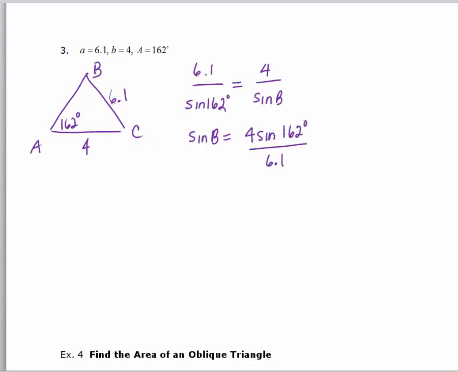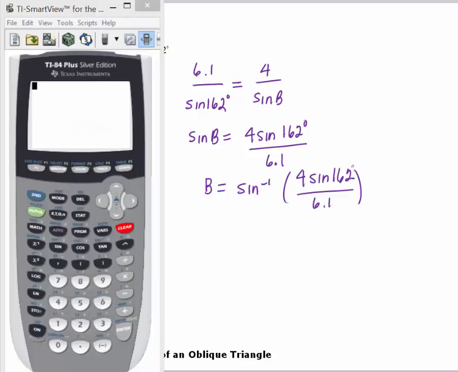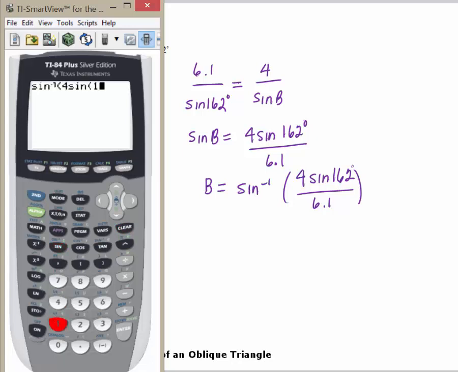Solving for sine B. And B will be the inverse sine of 4 sine 162 divided by 6.1. Close the parentheses, hit enter. So we get, if we want to round our angle to the nearest whole number, 12 degrees.